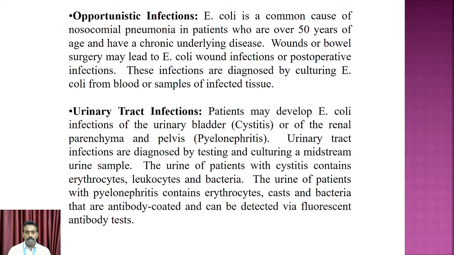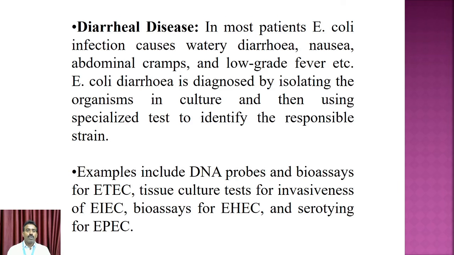Next, urinary tract infection. The patient may develop E. coli infection of the urinary bladder, cystitis, or of the renal parenchyma and pelvis. Urinary tract infections are diagnosed by testing and culturing a midstream urine sample. The urine of patients with cystitis contains erythrocytes, leukocytes, and bacteria. The urine of patients with pyelonephritis contains erythrocytes, casts, and bacteria that are antibody-coated and can be detected via fluorescent antibody test.